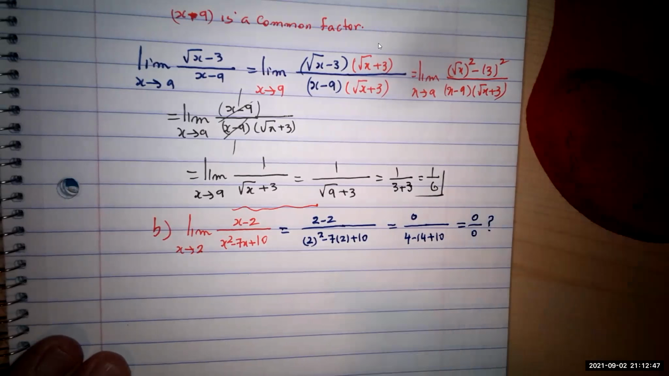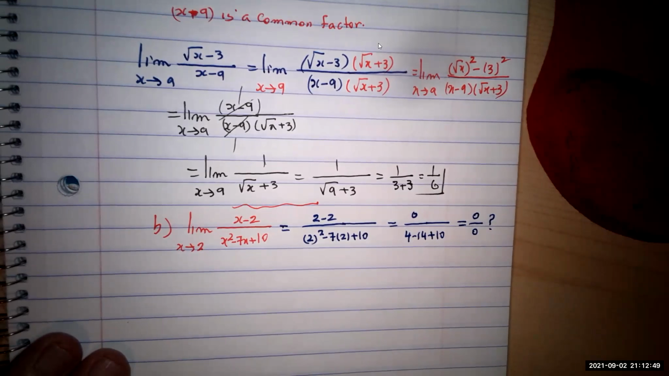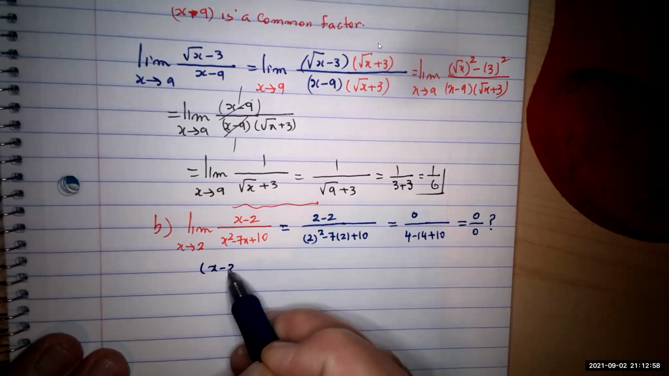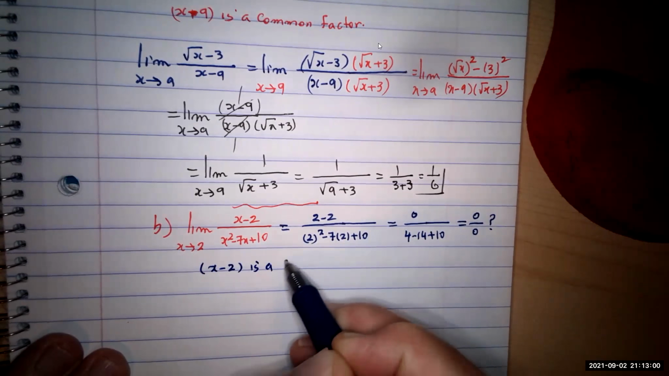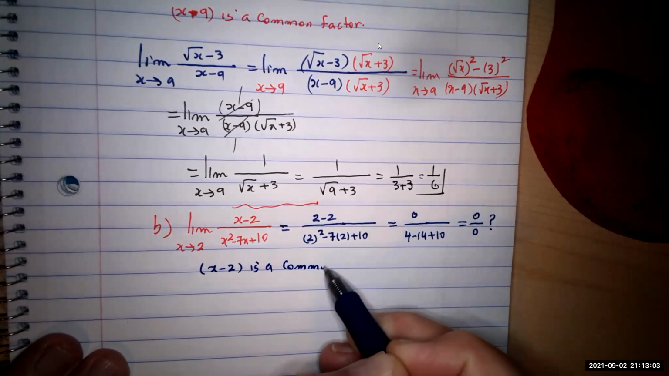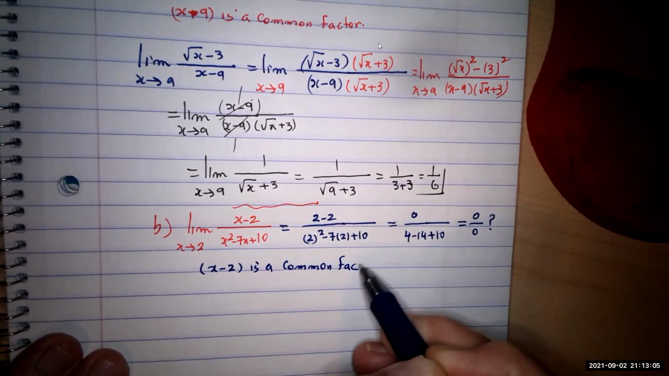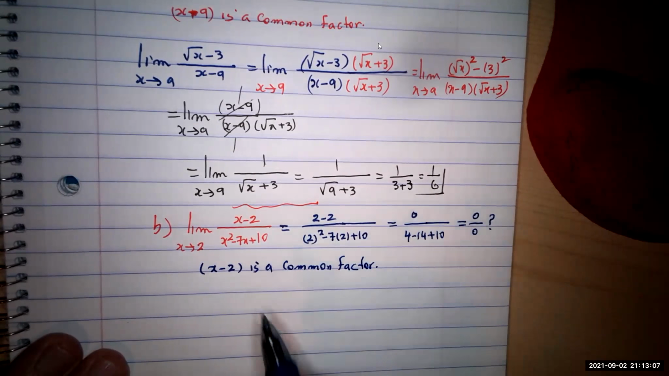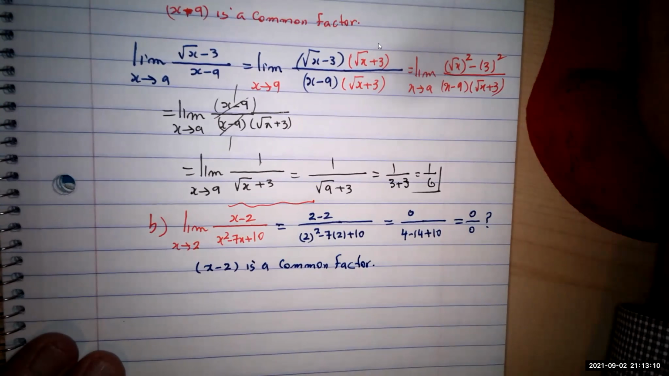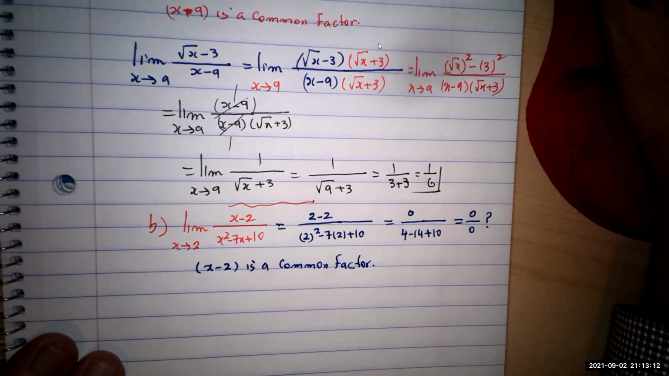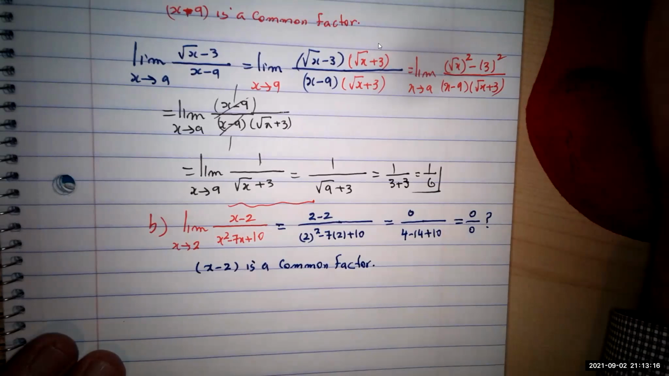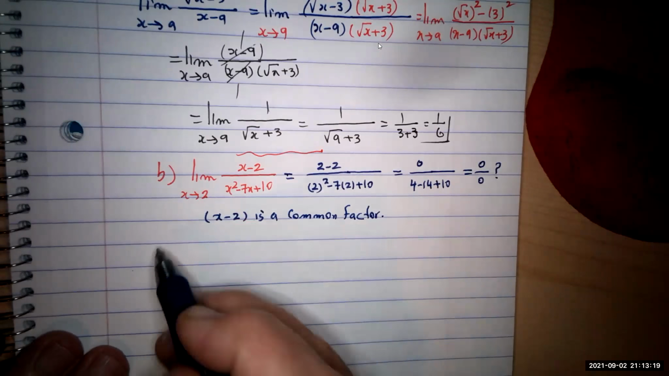What's the message? We have a common factor. What is that? X minus 2, very good. X goes to 2, so x minus 2 is a common factor. Since it's a polynomial, we factor it. On the top, you already got the x minus 2, so you are going to pull out the x minus 2 from the bottom. Eliminate that, substitute, you get the result. So we start over.